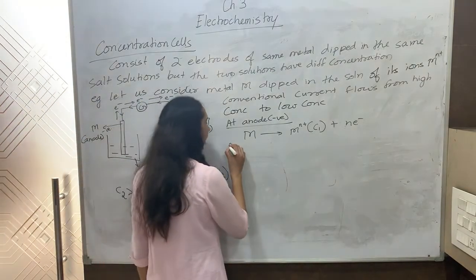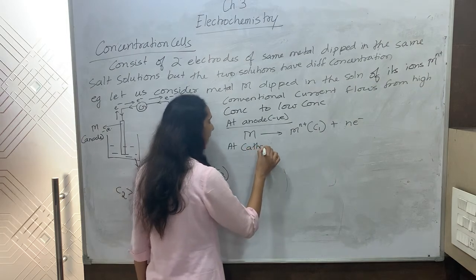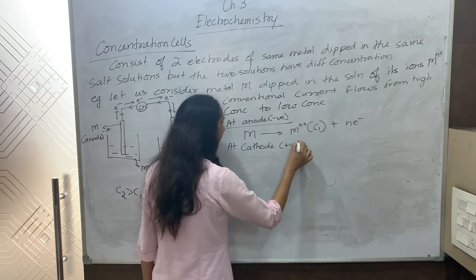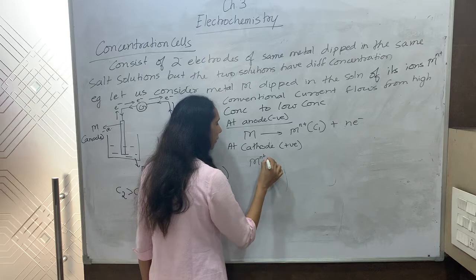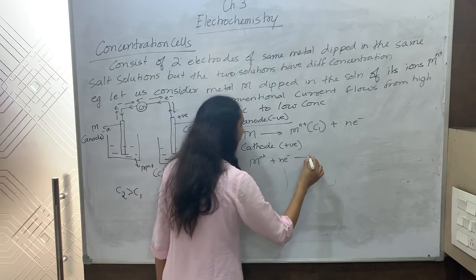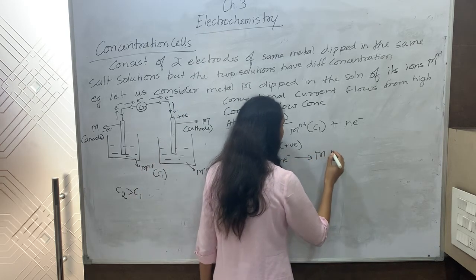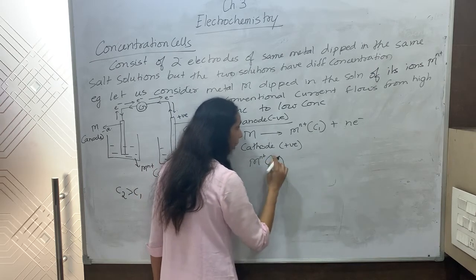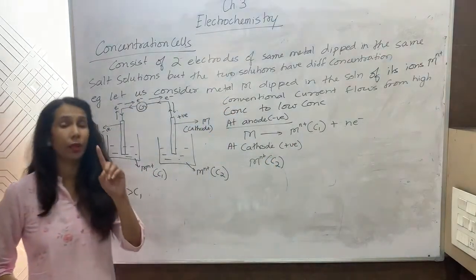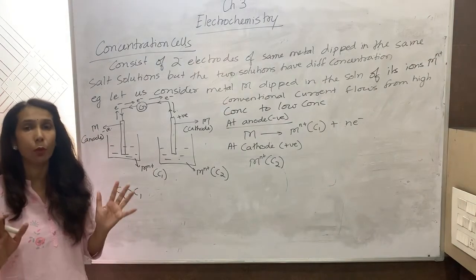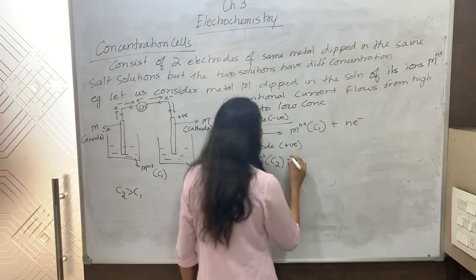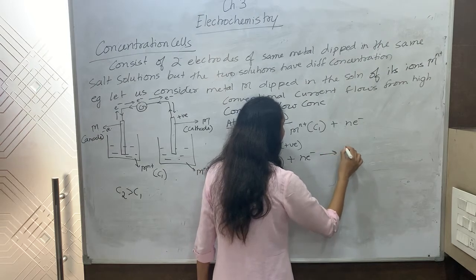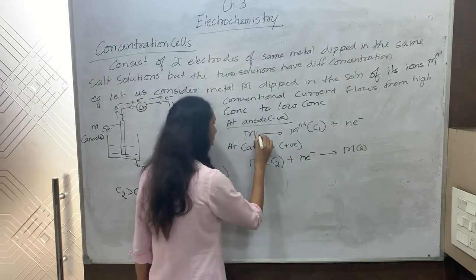What is the reaction taking place at cathode? We know that at cathode reduction will take place. So Mn positive plus n electrons will give you M. Here, I can write the concentration C2 because these two differ in concentrations. They do not have the same concentration. This metal is solid, this is also solid.